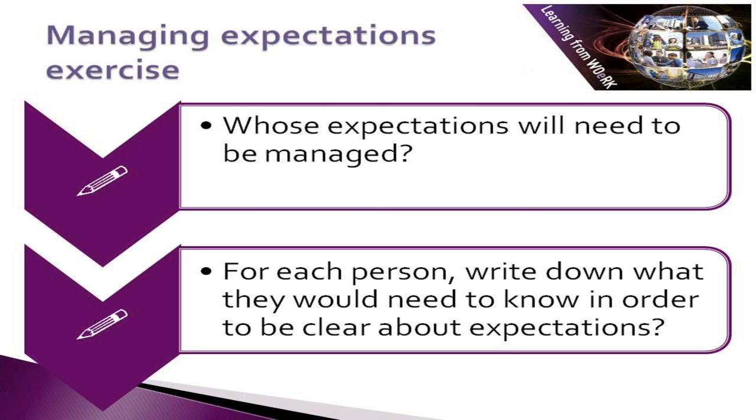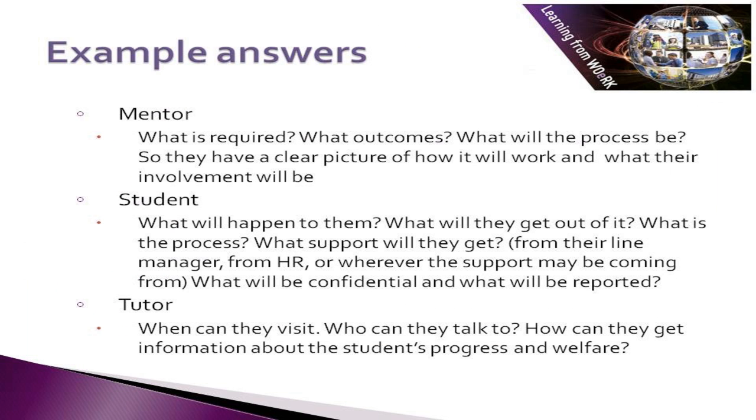This next exercise is to help you think about the expectations and how you can manage them. Write down whose expectations will need to be managed, and then for each person write down what they would need to know in order to be clear about those expectations. At the minimum, you'll want to manage the expectations of you, the mentor, the student, and the tutor. For you, the mentor, you'd want to know what is required, what outcomes, what the process will be. So you have a clear picture of how it'll work and what your involvement will be and who is responsible for what.